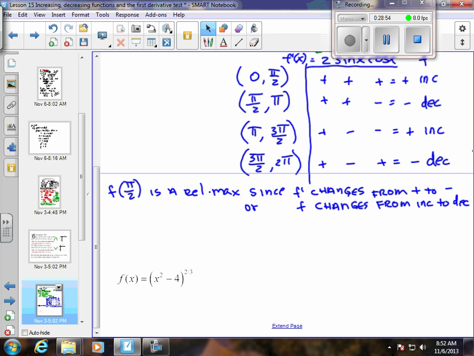F of 3 pi over 2. So let's just put that right there, and we don't have to write all that stuff again. Okay? Just group them like that. And then how about any relative minimums? F of pi is a relative min.